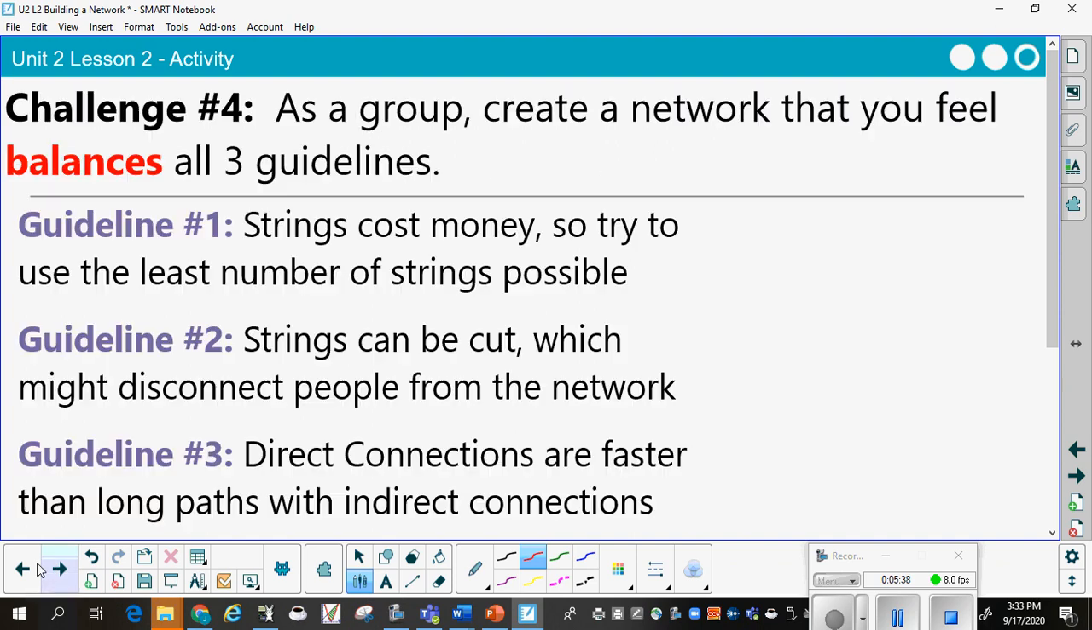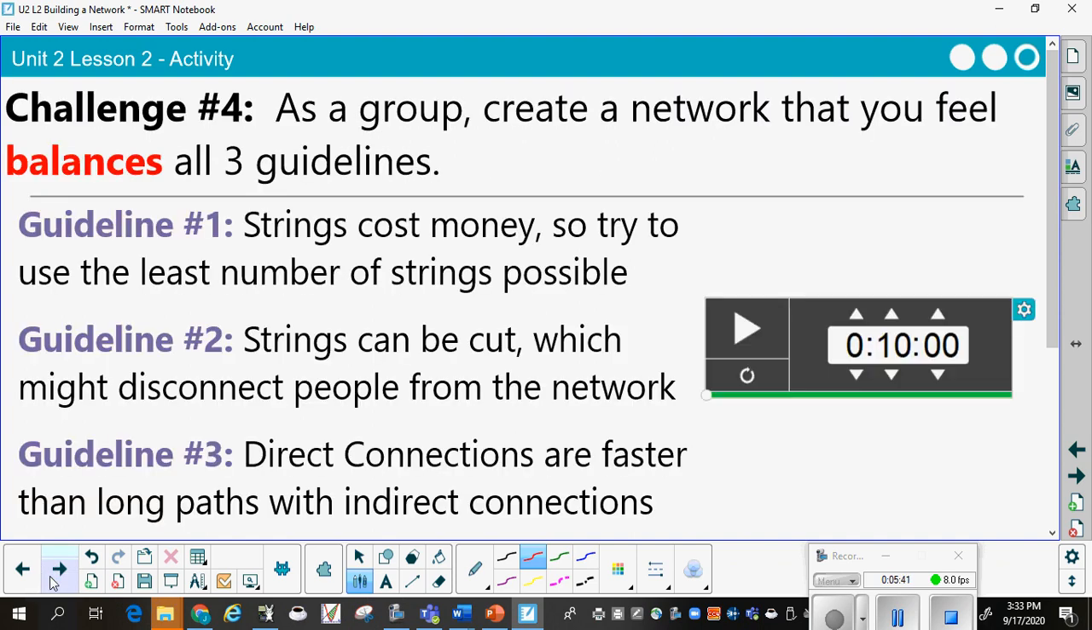Now, challenge 4. This is the big one, and so therefore you'll have 10 minutes. What you need to do is create a network that you feel balances all 3 guidelines. The fact that strings cost money, so you want to use the least number possible. At the same time, knowing that they could be cut, and so you want to make sure that people can all stay connected even if something gets cut.